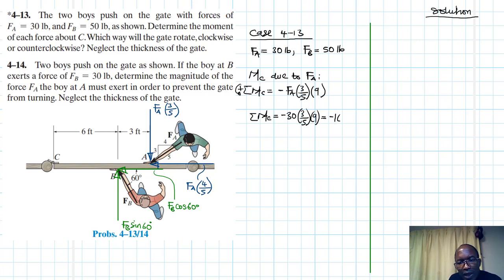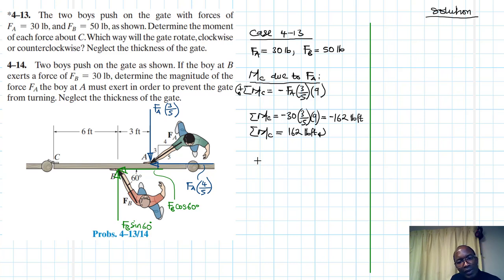So this gives us 162 pounds feet. This summation of moment is equal to 162 pounds feet, and it is clockwise. So clockwise is like this. So this is the first case, due to Fa.